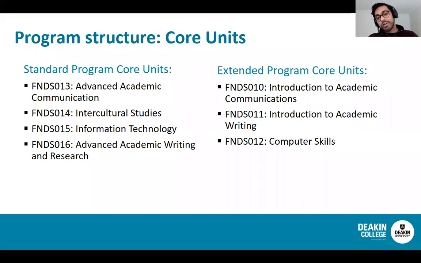For the extended students, there are an additional 3 units that you have to complete: introduction to academic communications, introduction to academic writing, and computer skills. These are prerequisites for the standard units. So the extended students would complete those 3 plus the standard core units, whereas the students doing the standard program would only complete those standard units on the left-hand side of the screen. Those units are Advanced Academic Communication, Intercultural Studies, IT, and Advanced Academic Writing and Research. I'll explain these units in the coming slides.